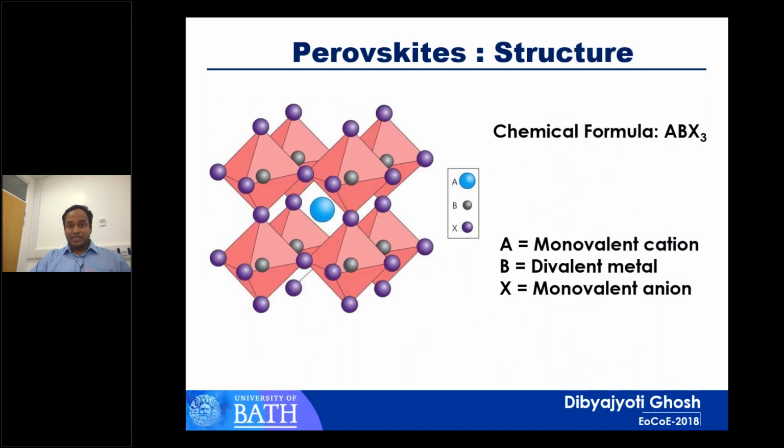If you see perovskites as a structure, they have a chemical formula of ABX3, where A is a monovalent cation shown in this blue dot. And BX3 forms this octahedra. In this octahedra, the middle is occupied by a divalent metal, that is B here, and all the corners are occupied by monovalent anions, shown in the violet dot here. These octahedra are connected in a corner-sharing fashion.